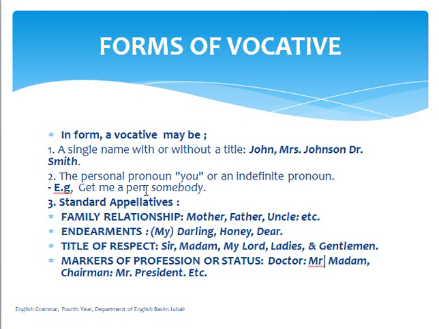The third type is the standard appellatives, for example, family relationship. With family relationship, we use the vocative all the time. For example, mother, mom, father, dad, uncle, aunt, brother, sister, cousin, and so on and so forth. These are all vocatives used as appellative vocatives.